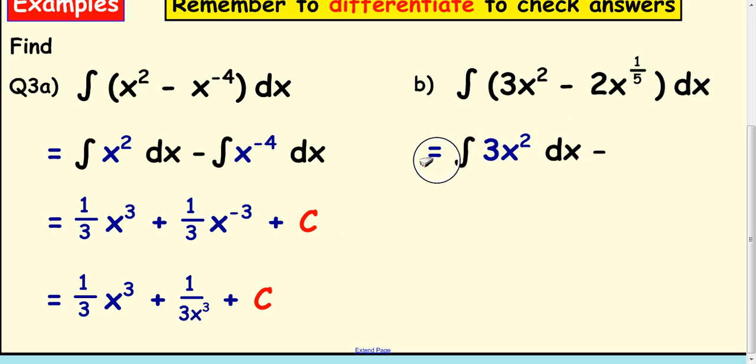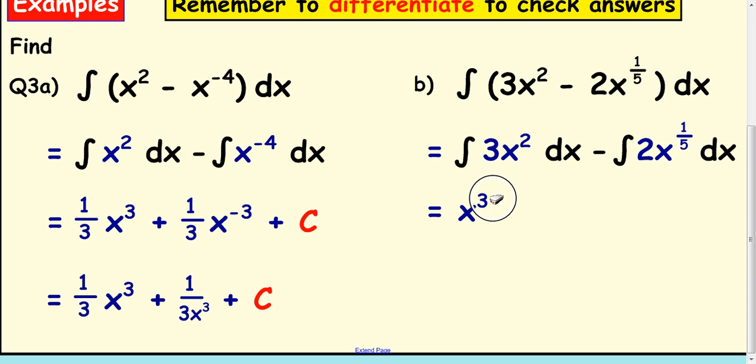Same idea here, integrate each individual term, but as I said previously, after this you don't write the integration sign every time you see a term with respect to x. So add 1 to the power and divide, so that's going to give us 1x cubed. Add 1 to the power, so that's 1/5 plus 5 over 5, that's going to go to 6/5. So take away 2 divided by 6/5 plus your c.